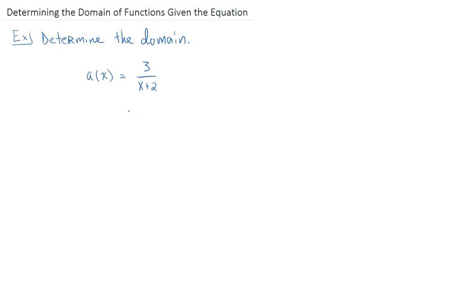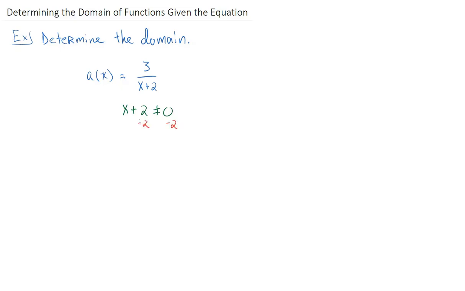This is not saying that we can't let x be 0. We cannot let x be a value such that the entire denominator is 0. In other words, we cannot let x plus 2 equal 0. So to figure out what our domain is, we take the denominator and set it not equal to 0, and then we figure out what x value would make that the case by solving.